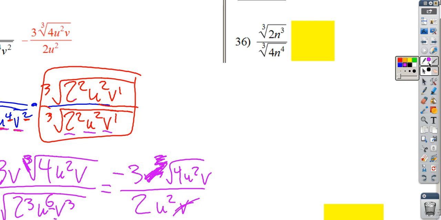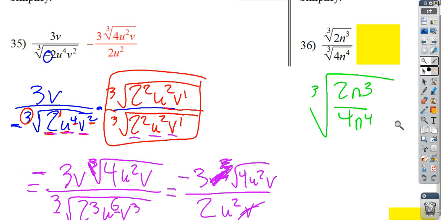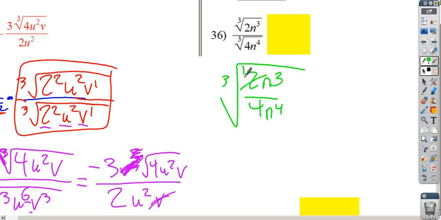Alright, this one is done the same way, and actually we can make this a little bit easier right from the get-go. Because these are both under cube roots, we can pull this entire thing under one cube root and see if there's anything we can simplify right here. I'm just trying to see if we couldn't have done that on the other one, but there's only one thing under the cube root. We can here. So 2 goes into itself once, and 2 goes into 4 twice. N cubed, all 3 of those n's cancel, and 3 out of those 4 cancel, so we're left with 2n.